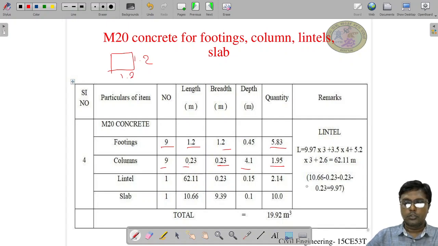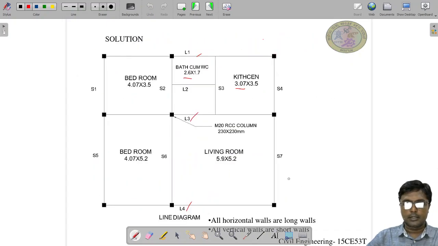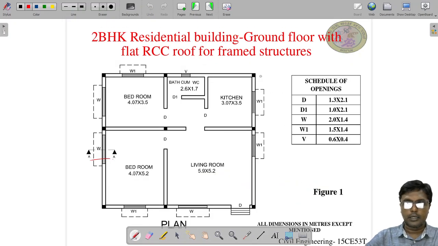Okay, lintel. How do we calculate the lintels? As you can see, there are two types. You can put lintels only on the openings. Why are lintels used? Lintels are used to secure the wall above the openings, such as the door and the windows. In this case, we have taken lintels all around. That means we have put lintel to the entire building, all around.